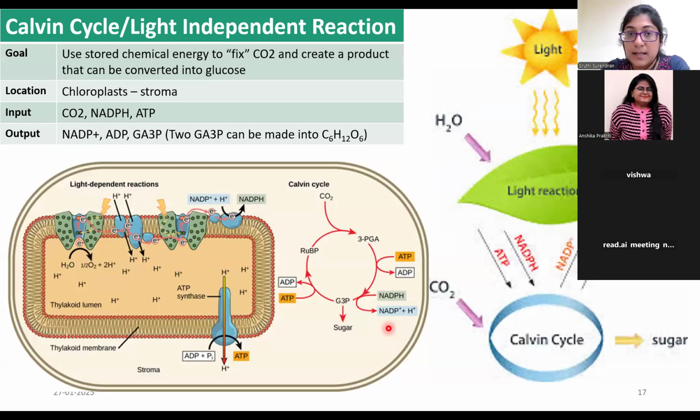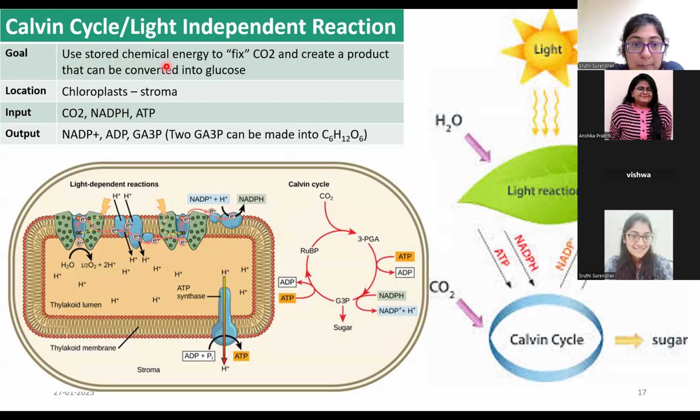So what we looked at is the light reaction. Now, the next part of it is the Calvin cycle. The Calvin cycle is happening in the stroma. So this is the thylakoid, and the Calvin cycle is occurring in the stroma. As you can see here, the goal of the Calvin cycle is to use chemical energy. We know the output of the light reaction is NADPH and ATP. Those are chemicals. So that chemical energy is used to fix carbon dioxide to create a product that is converted into sugar, which is necessary for the plants.